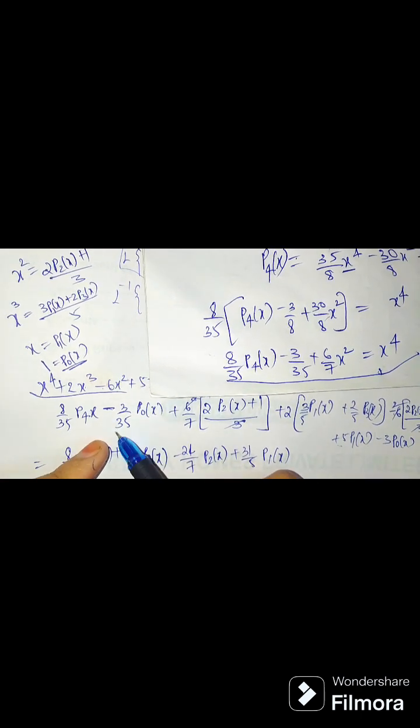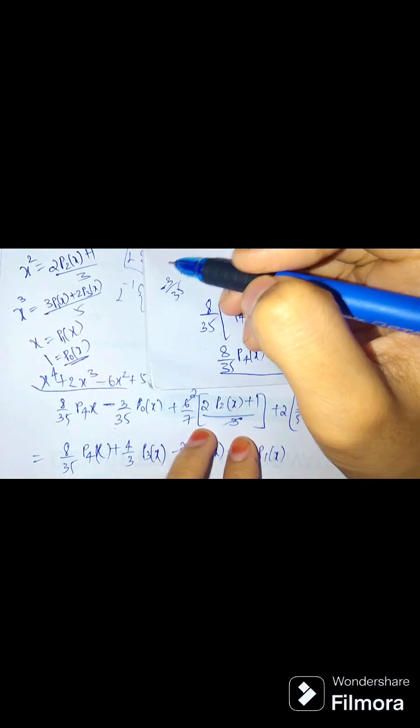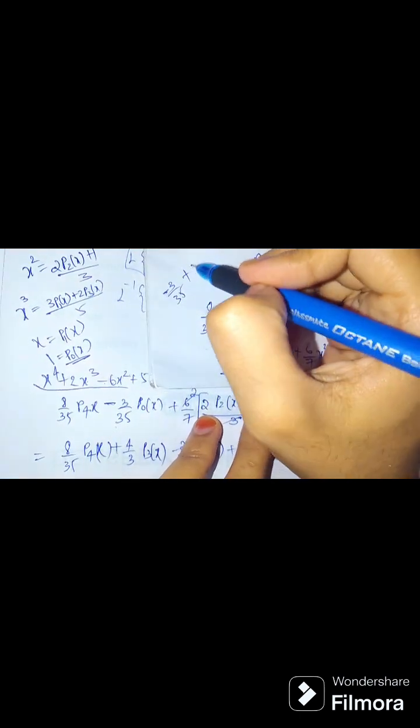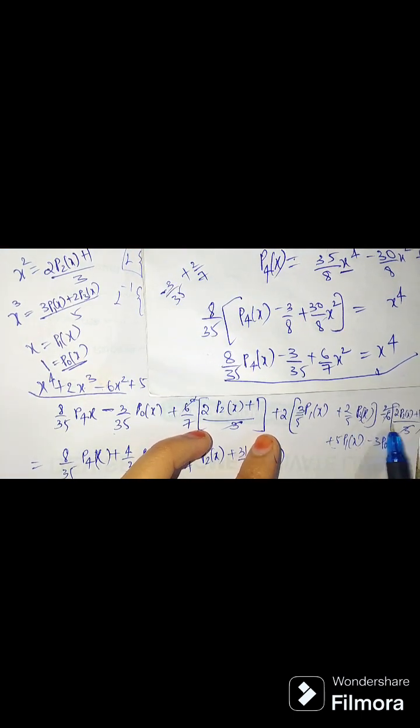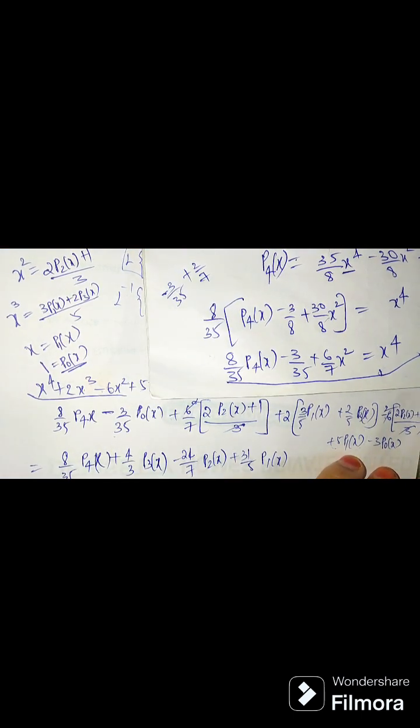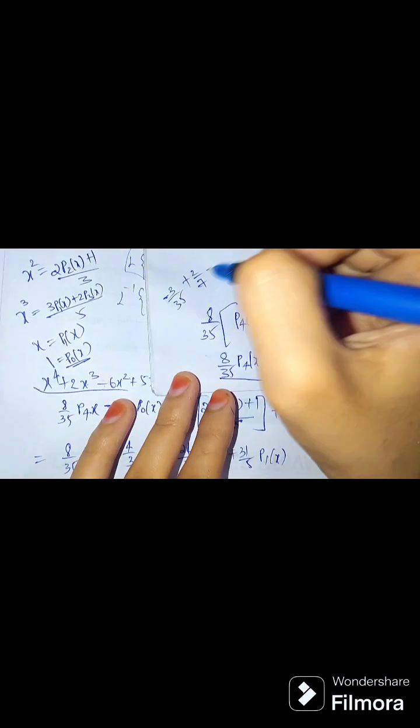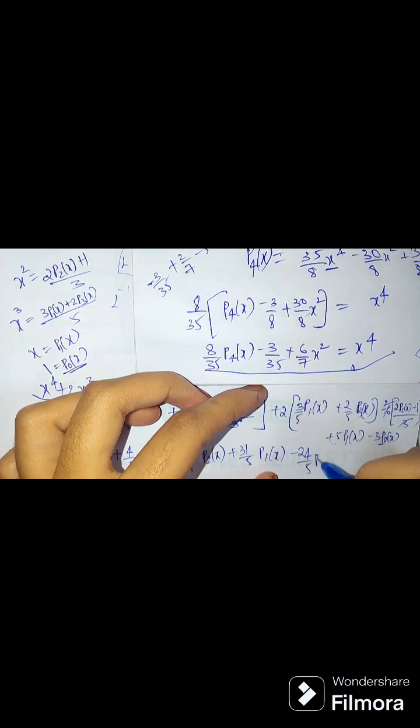And finally P0: minus 3 by 35 and here plus 1. So it will be 2 by 7. So see, minus 3 by 35 plus 2 by 7. Here 1 is 0, 2 by 7. And where else are constants there? Here minus 2. And here minus 2 minus 5, which is minus 24 by 5 P0 of x. So this is your correct answer.